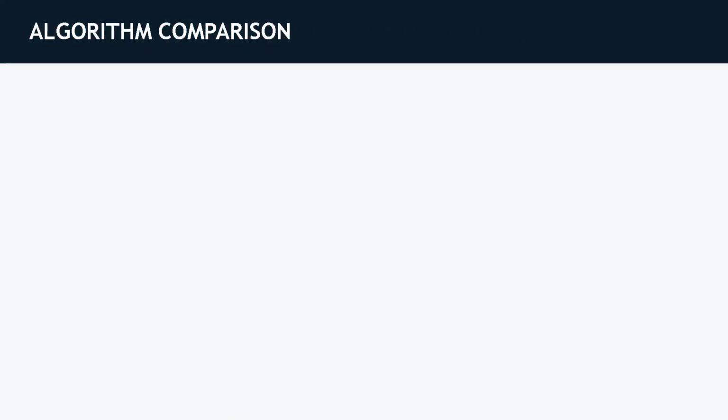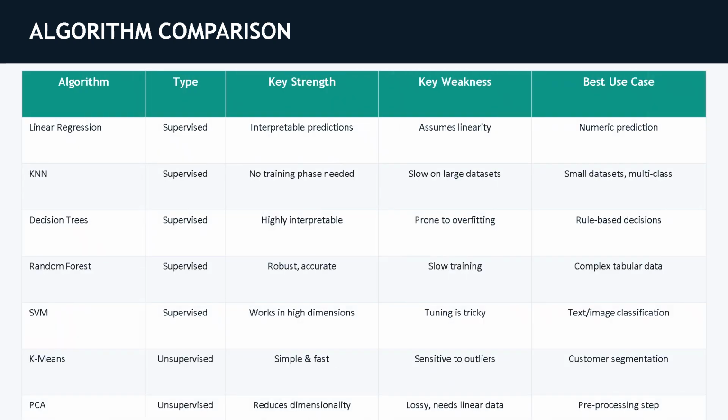Moving on to the algorithm comparisons, we're going to compare these algorithms. Here is the full comparison. The key question for each algorithm isn't just what it does, it's when to use it. Regression is for numbers, KNN and decision trees when interpretability matters. Random forest for accuracy on complex data, SVM for high dimensions, k-means for discovering clusters, PCA as a preprocessing step. Keep this table in mind and you'll always have a starting point.